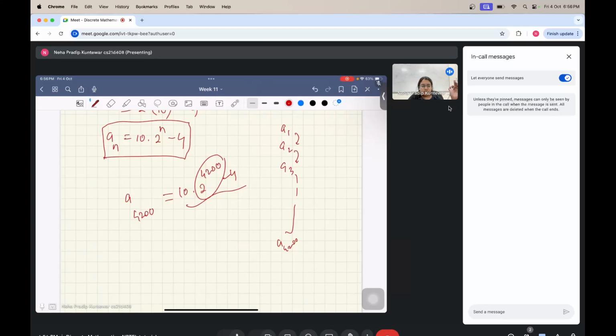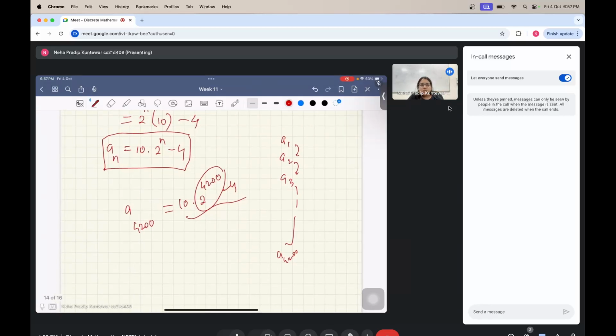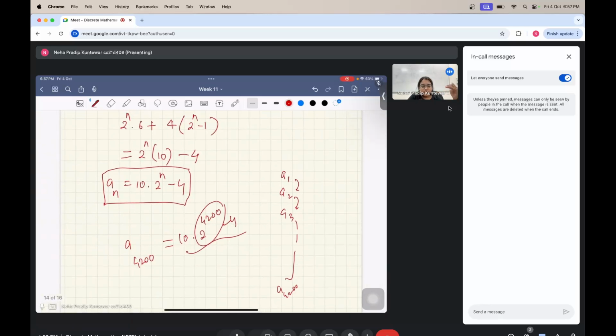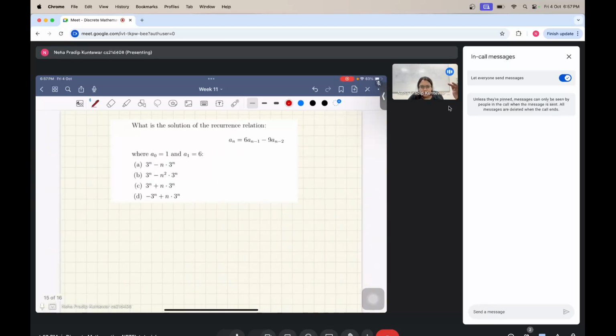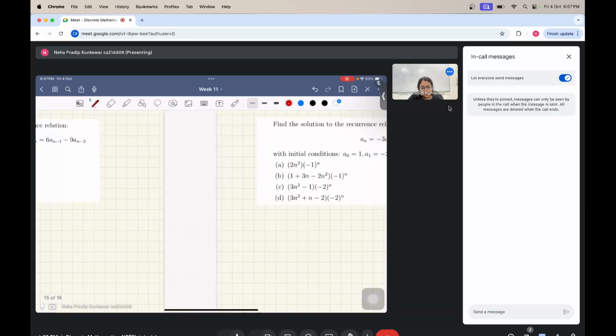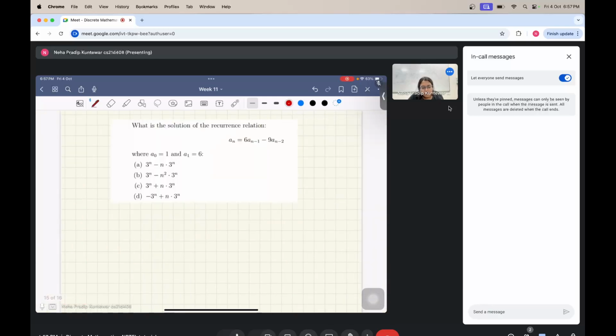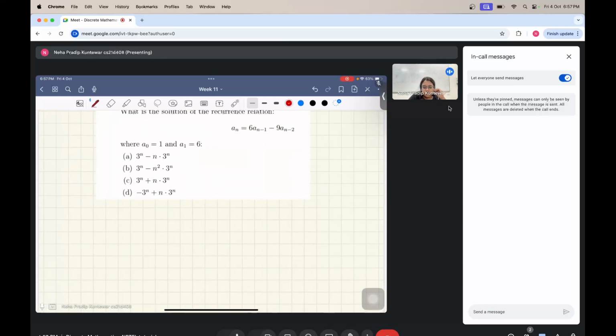Having understood that, let's understand a few nice ways to solve the recurrence relation. We may not look at the proof of it, but we will look at some nice ways of solving it. So let's take this example. You are given this recurrence relation, and the recurrence relation looks like this.